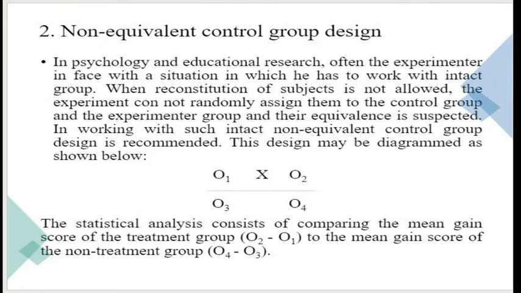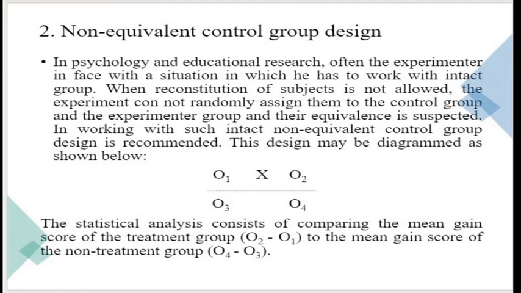However, this difficulty can be overcome by comparing the intact groups on the pre-test, that is, observation 1 and observation 3. For the satisfaction of the experimenter on the criteria of equivalence, the intact groups can be compared on any control variable relevant to the selection and potentially relevant to the treatment, such as age, sex, intelligence, socioeconomic status, etc.